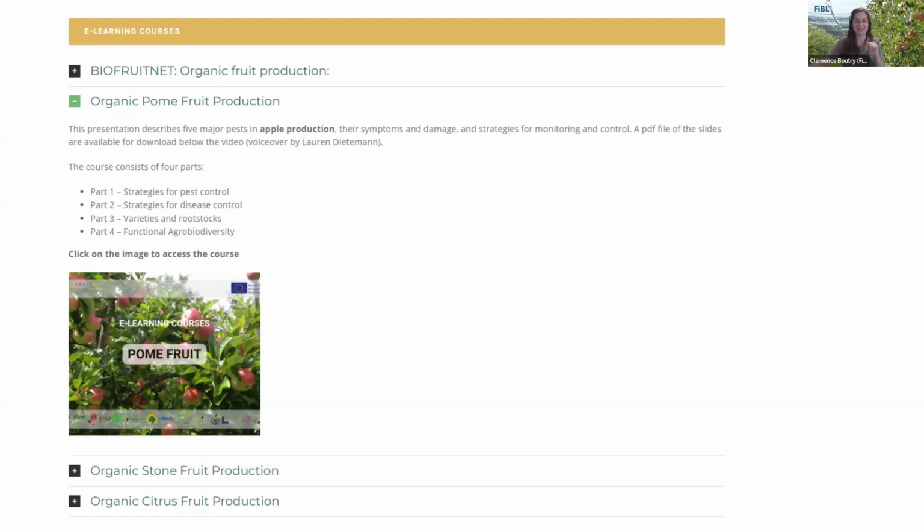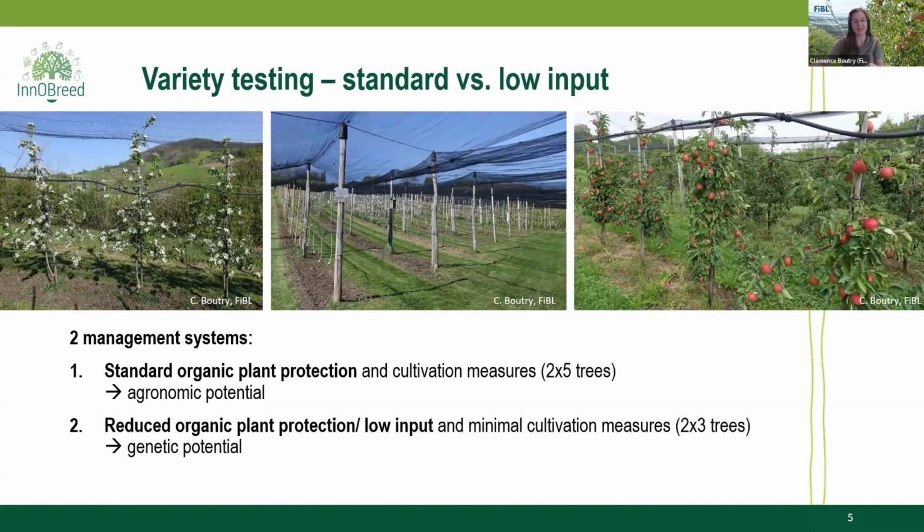So now coming back to this lecture and to our variety testing at FIBL, we have all varieties tested under two different management systems. The first one is the standard organic plant protection, with also standard cultivation measures, and we have 2 times 5 trees. And then the second management system is the reduced organic plant protection, or so-called low input, and also minimal cultivation measures, where we have 2 times 3 trees. So it's the same plot, we just divided it in two.